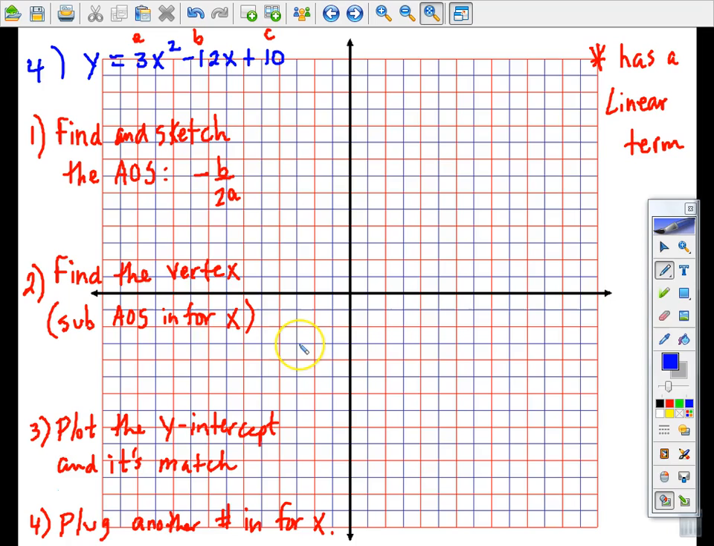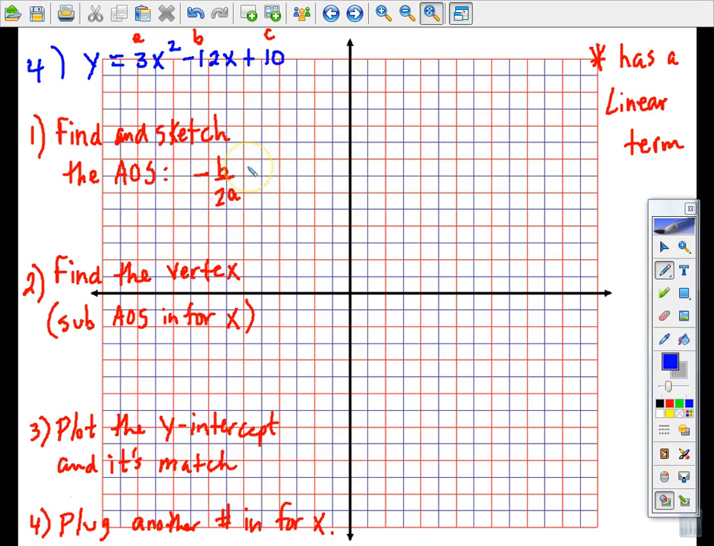Now let's include the linear term. This is going to involve a 4-step process, which you probably saw in Algebra 1, but you may have forgotten, so we're going to review it. So be on the lookout for the linear term. When you see the linear term, then you can't just say, I've got symmetry on the y-axis. You're going to have to calculate where your line of symmetry is. And I'm going to give you a little formula.